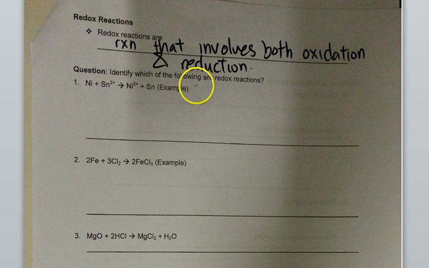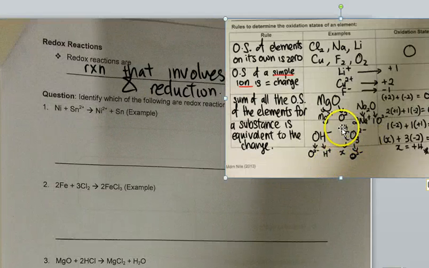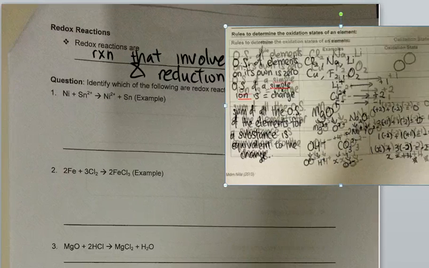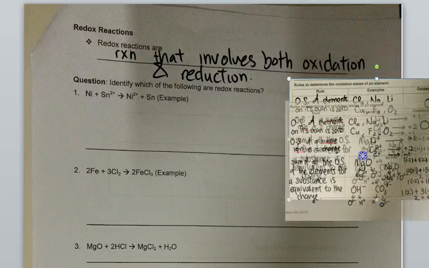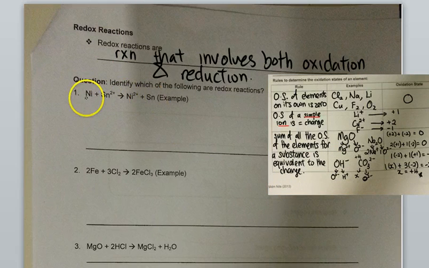Okay, so now let's identify which of the following are redox. So first example, we can try. Let me get the photo there. Okay, let's put it down again so we can have some reference. Now, so nickel to Ni2+ and Sn2+ to Sn. So you can see, let's look at element to element. Ni initial oxidation state is 0 because it's an element on its own, or nickel attached to nothing else.